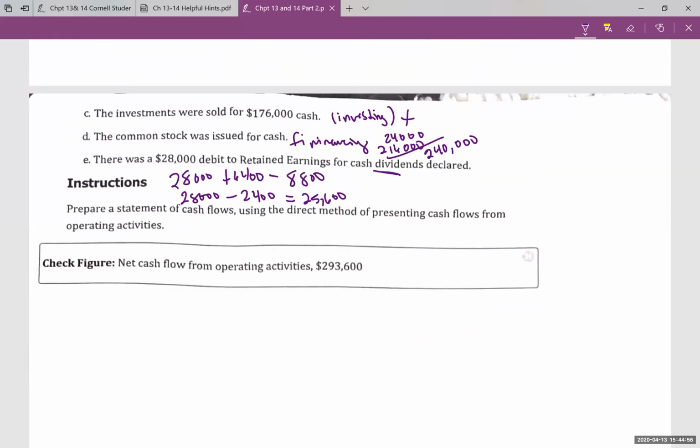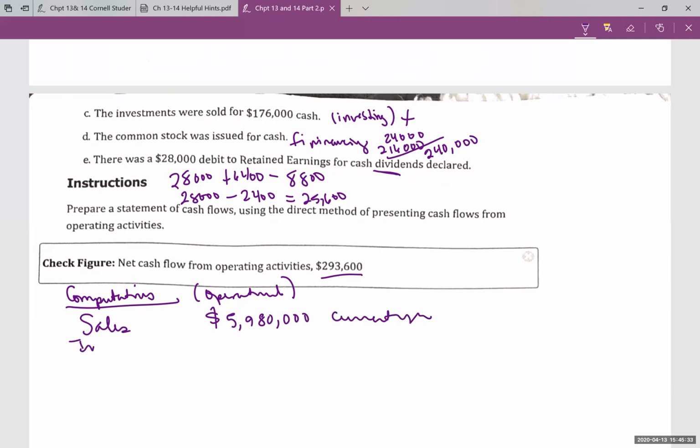Okay. Let's go on here. And also they give us a check figure, which is really helpful. So there's a few more computations that we need to make. Computations. And these are operational. So sales 5,980,000. This is current year.